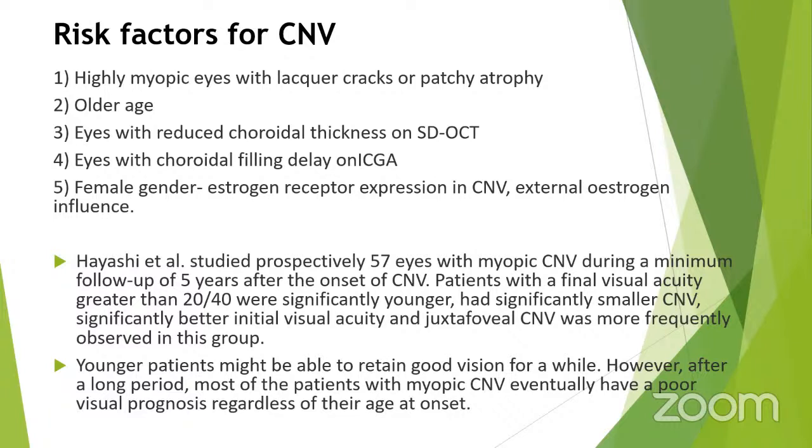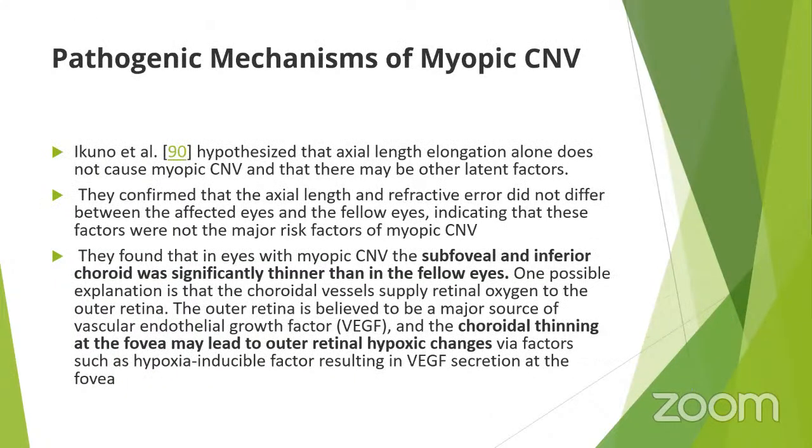Hayashi et al. prospectively studied 57 eyes with myopic CNVM during a minimum follow-up period of 5 years. Patients with final visual acuity better than 20/40 were significantly younger, had significantly smaller CNV and significantly better initial visual acuity, and juxtafoveal CNV was more frequently observed in this group. Younger patients might be able to retain good vision for a while. However, after a long period, most patients with myopic CNVM usually have a poor visual prognosis, regardless of the age of onset.